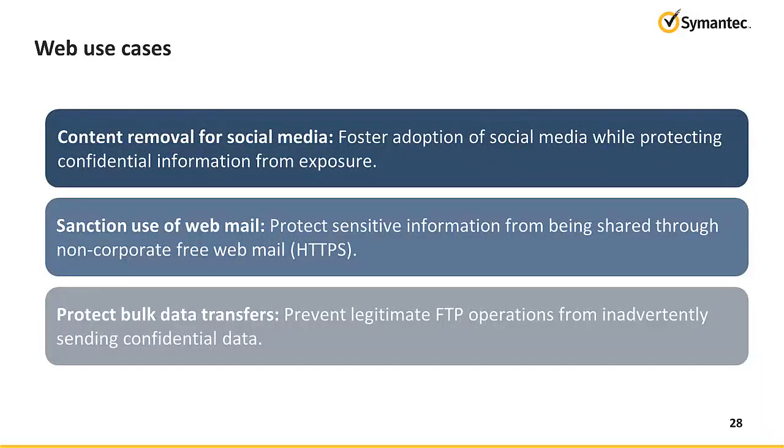Protecting confidential data in motion via web traffic. Working in conjunction with network proxies, Symantec DLP Network Prevent for Web can protect you from the loss of confidential data in motion by blocking the transmission of HTTP, HTTPS, and FTP content using the Internet Content Adaptation Protocol, or ICAP, as well as its secure version, SICAP. Some examples of use cases can be found in this figure: content removal for social media, sanction use of webmail, and protecting bulk data transfers.